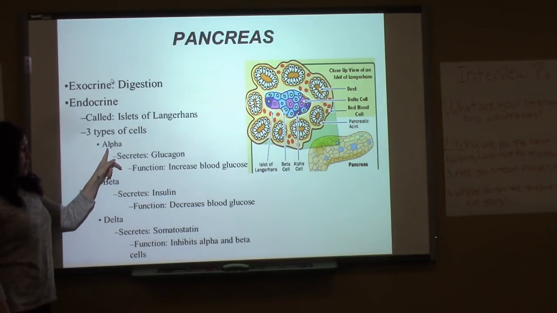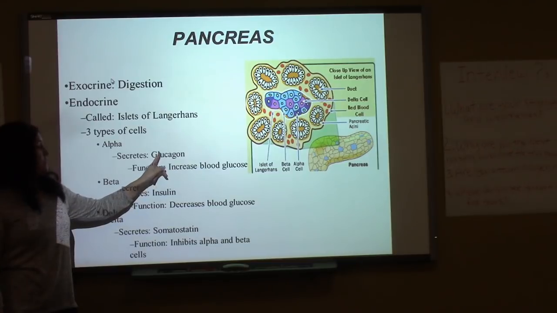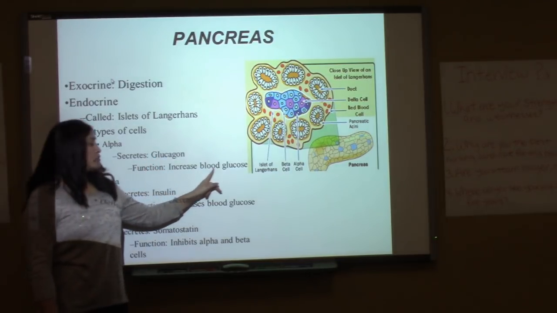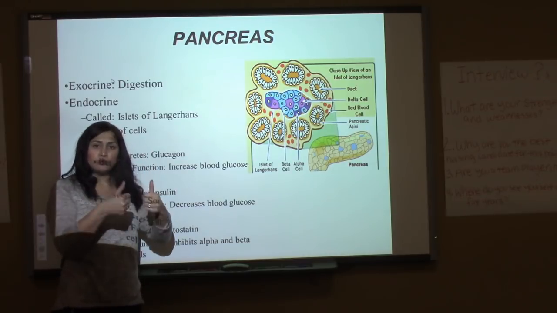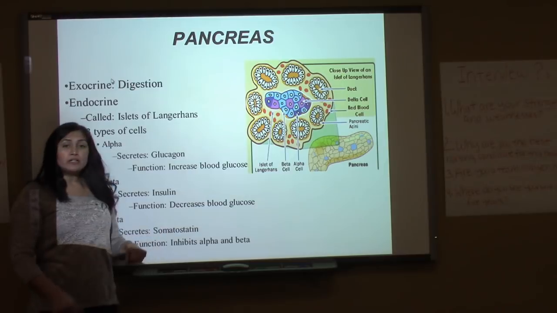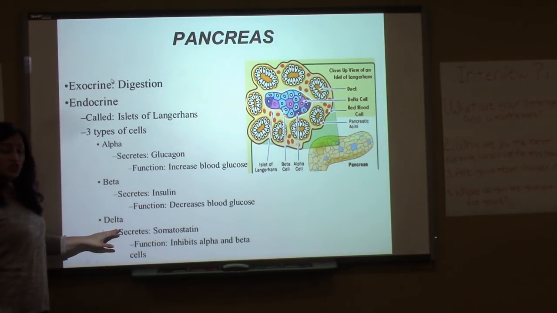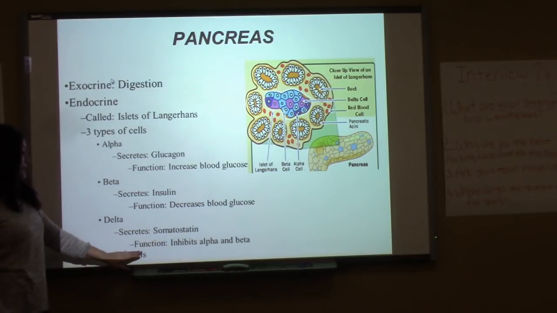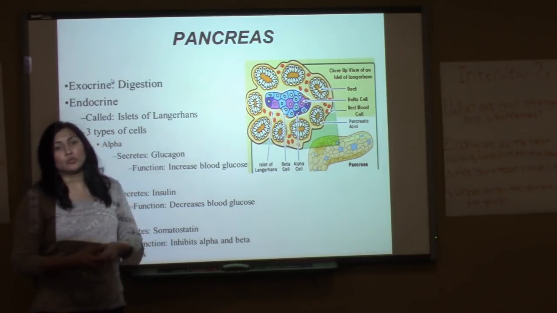So alpha basically releases glucagon, and the function of glucagon is to increase blood glucose levels. So the function of glucagon is to elevate your blood glucose levels. What is the function of insulin? Insulin decreases your blood glucose levels. And then what is the function of somatostatin? It inhibits the alpha and beta cells from releasing insulin and glucagon.